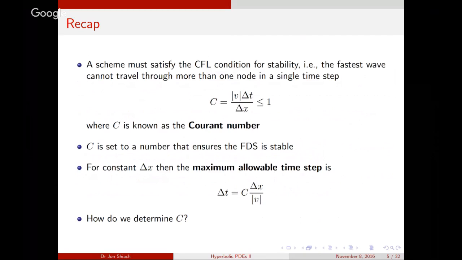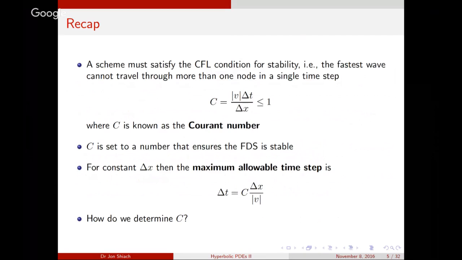Okay, because you've got no way of knowing whereabouts it is. So this has to be less than 1. And what we often write is v times dt over dx. We often use c to denote that quantity. And c is known as a Courant number.